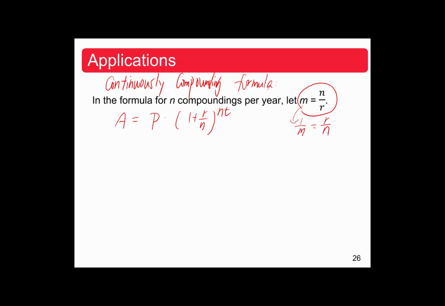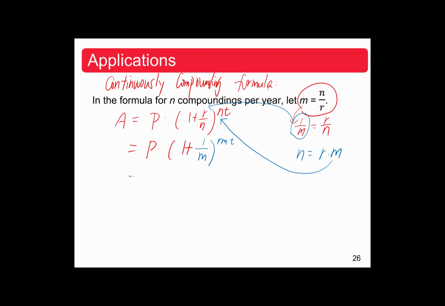So if you look back at the formula, let's just look at this part. r over n now becomes 1 over m, right here. This becomes that. And then let's solve for n here. n equal to r times m. So that should be rm times t, right? r times m times t.